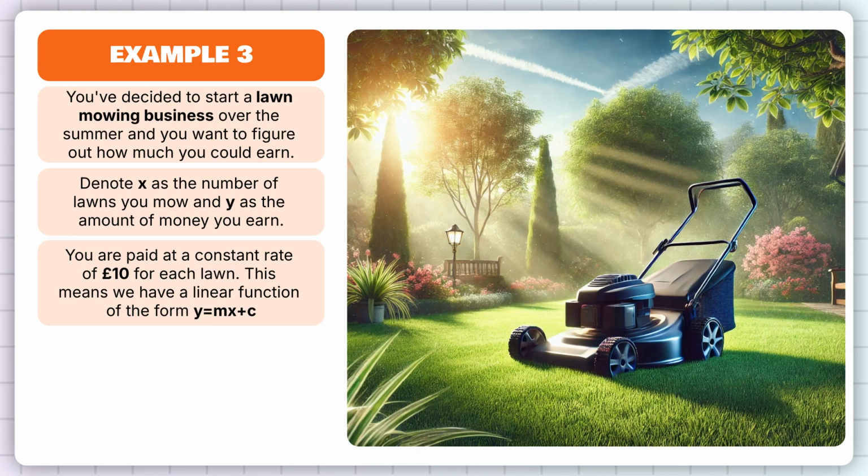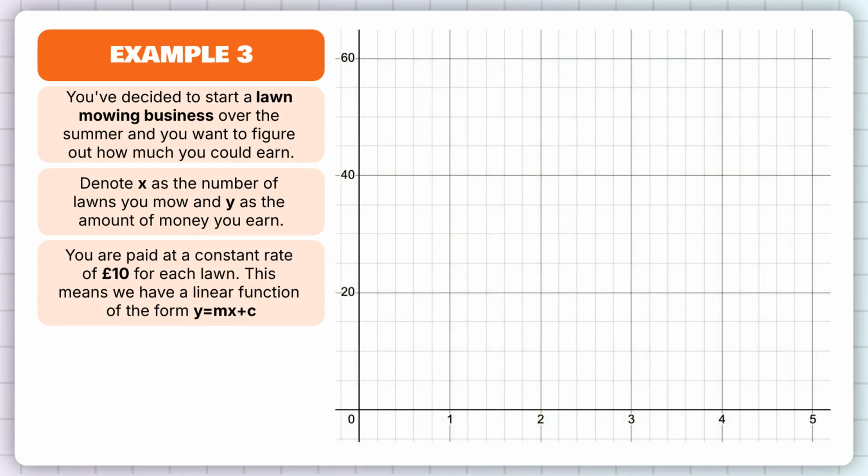This kind of relationship can be exactly expressed by a linear function of the form y equals mx plus c, where m is the gradient, x is the input variable, and c is the constant. We can think about some points on our graph. If you mow one lawn, you get £10. If you mow 2 lawns, you get £20. If you mow 3 lawns, you get £30, and so on. Plotting these points on the graph, we see this linear relationship.